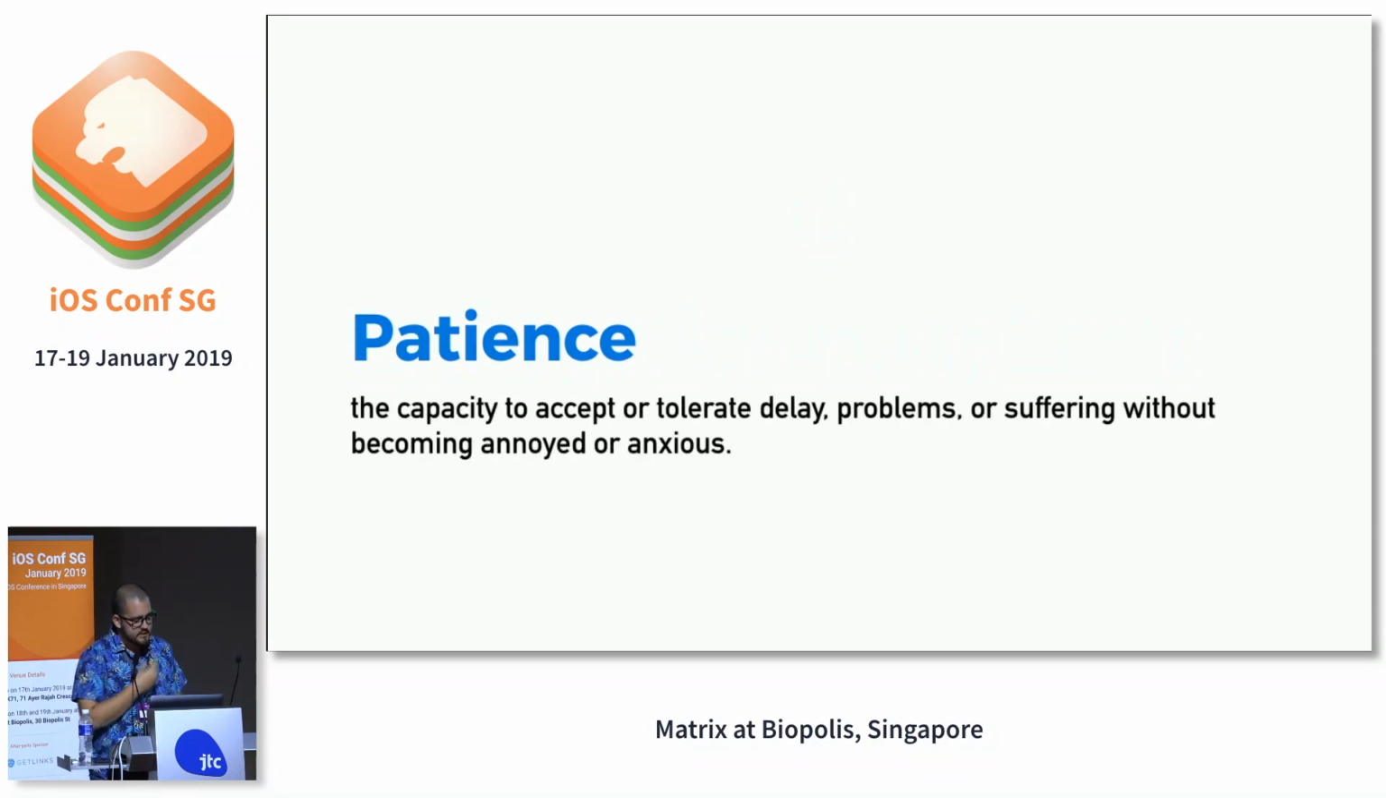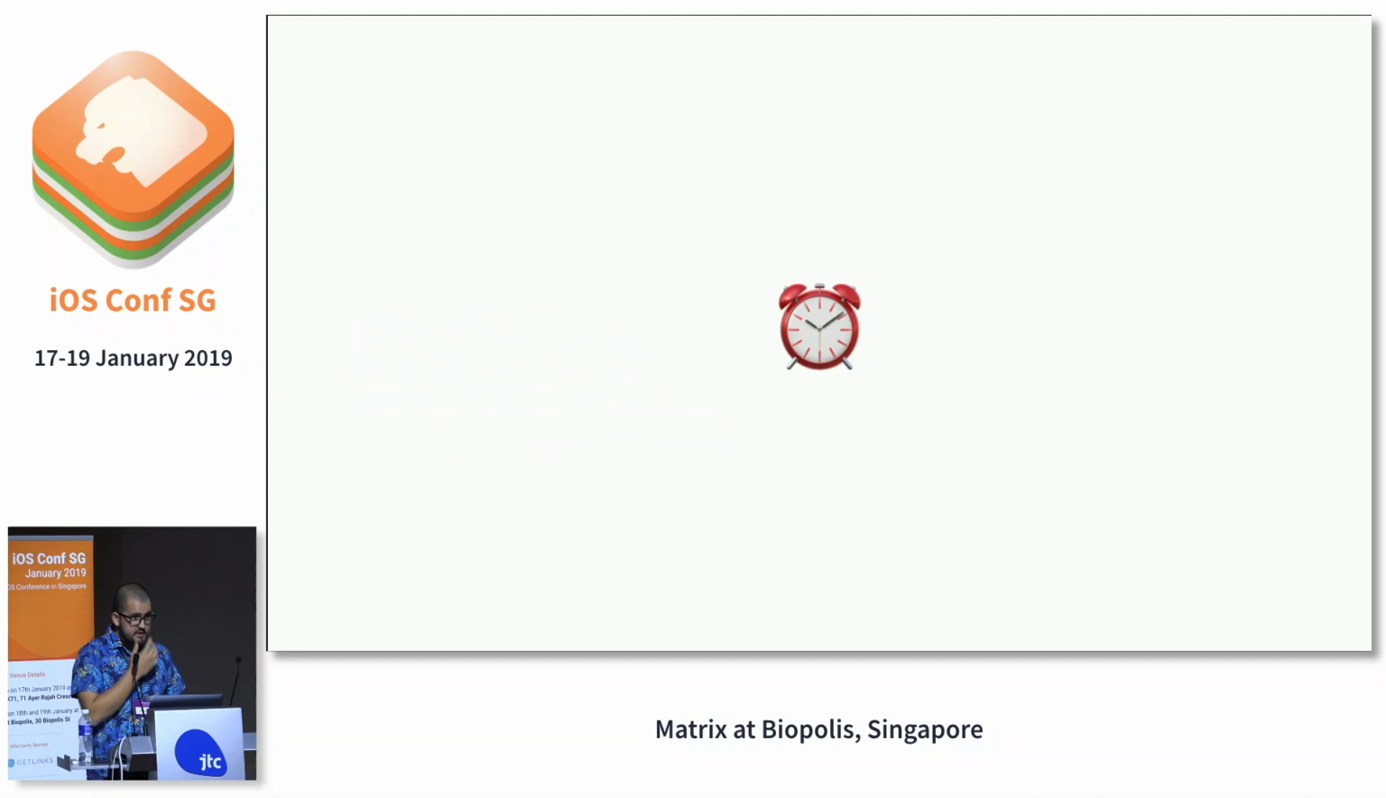Patience is the capacity to accept or tolerate delayed problems or suffering without becoming annoyed or anxious. So as engineers, time is really valuable for us. As developers, at least in my experience, we tend to rush things. There seems to be a misconception in the industry that reaching a conclusion really fast means that you are a better developer. Any of you experienced this before? Like someone just thinks because they finish faster, they're better?